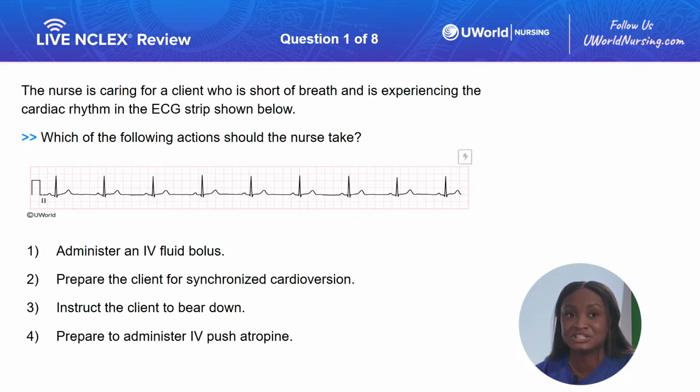Are we going to... Option 1, administer an IV fluid bolus. Option 2, prepare the client for synchronized cardioversion. Option 3, instruct the client to bear down. And option 4, prepare to administer IV push atropine. Which one do you think that we should do first? Let me know. Again, this is a 10-second strip, so calculate appropriately.